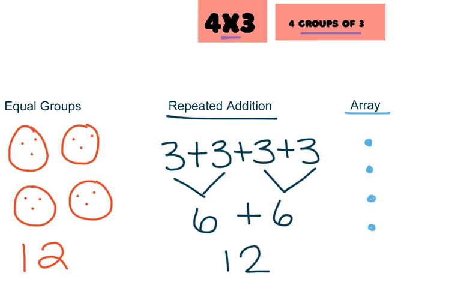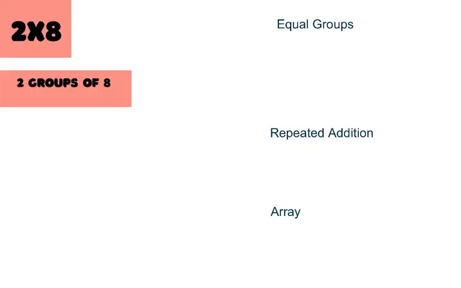So I have 4, and then I need to make sure that in each of those 4, I have 3 objects. Similarly to my equal groups, I want to make sure that I count all of those dots, which also equals 12. We now move to our next example, which is 2 groups of 8, or 2 times 8.